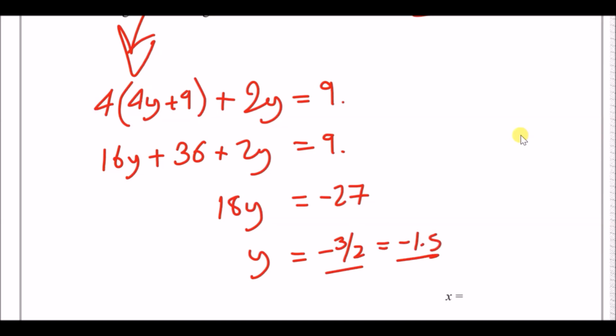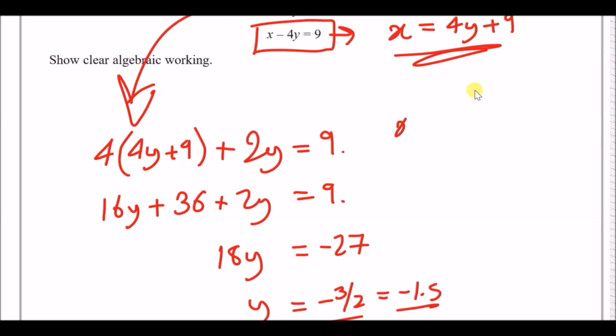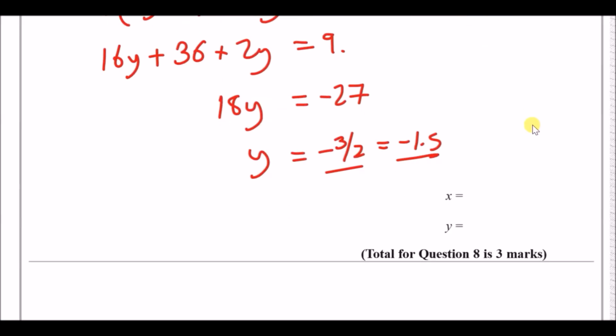Both is good. And now thankfully, you literally just substitute these values into this equation over here. So you're going to have basically x equals 4 times, I'm going to pick the decimal, minus 1.5 plus 9. And then when you put this in your calculator, you're going to get a simple 3. So the answers are going to be x equals 3 and y equals minus 1.5.